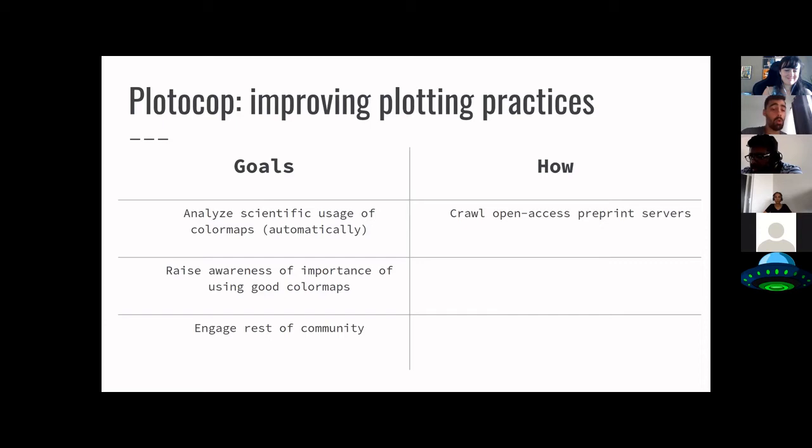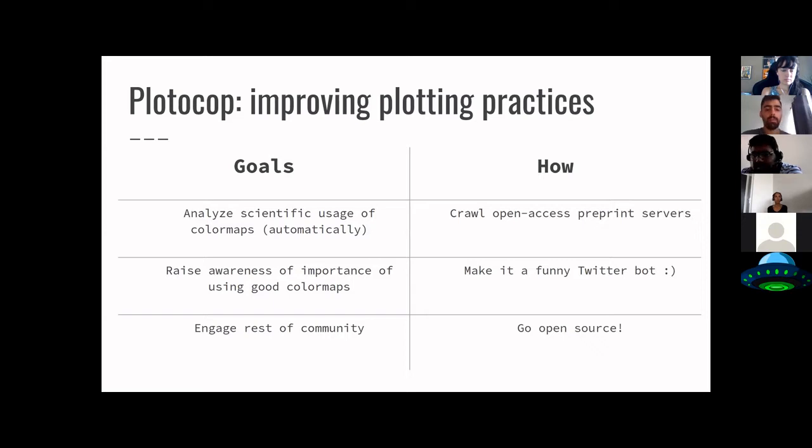Secondly, our second goal was to raise awareness of the importance of using good color maps. And we thought, since much of the scientific community nowadays is on Twitter, why not make it kind of a funny, snarky Twitter bot? And thirdly, we want to make this a project that engages the rest of the community, and we want other people to contribute. And so we decided to make it an open source project.